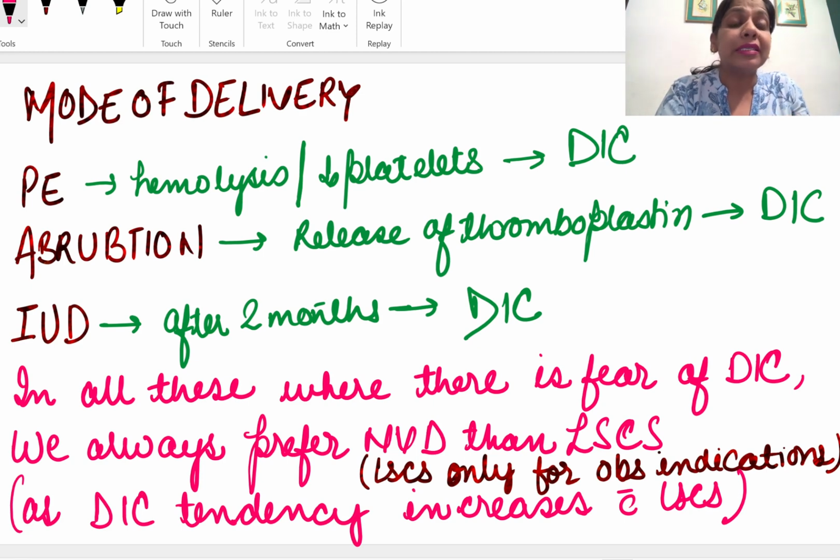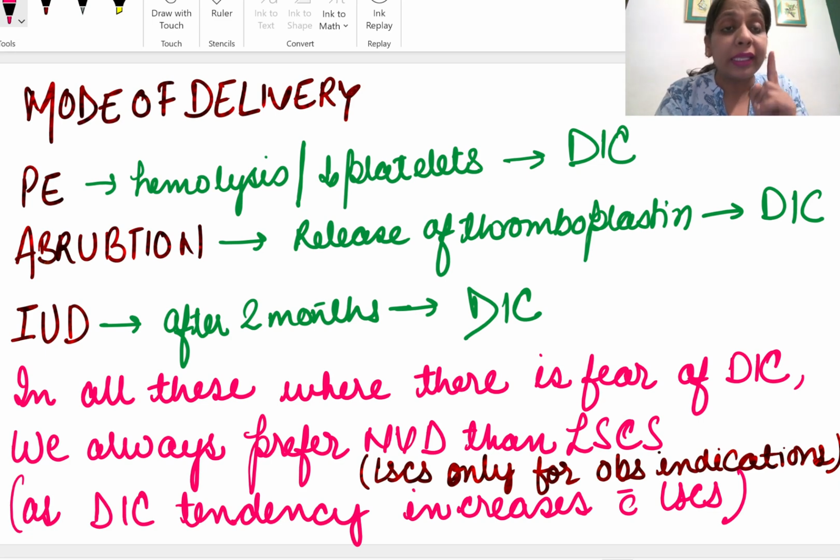Okay, because in cesarean we make a lot of incisions, so the patient's body has to clot the blood there and stop the bleeding. They will consume the clotting factors, and the patient's tendency to go into DIC increases. So that is why I always say, in preeclampsia, in abruption, in IUD, in all these three cases, please prefer normal delivery, because the patient has the tendency to go into DIC. We don't want to increase that tendency by doing cesarean. If there is any obstetric indication, please go for cesarean, otherwise not.